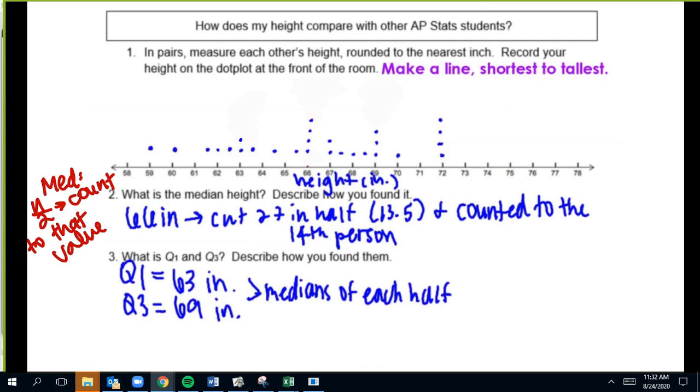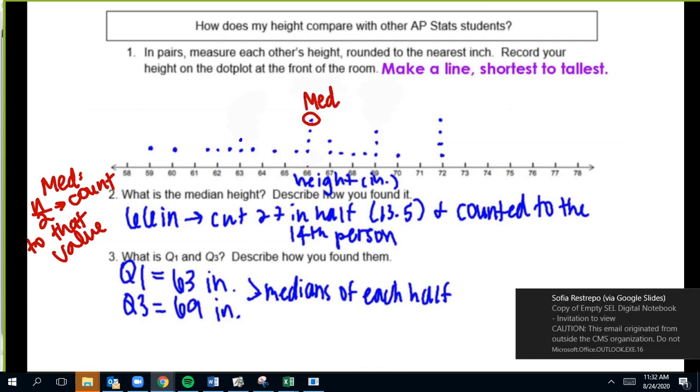So when we cut 27 in half, we got 13.5. 1, 2, 3, 4, 5, 6, 7, 8, 9, 10, 11, 12, 13.5 will be the 14th one. So this was our median, and that's where we got 66 inches from.